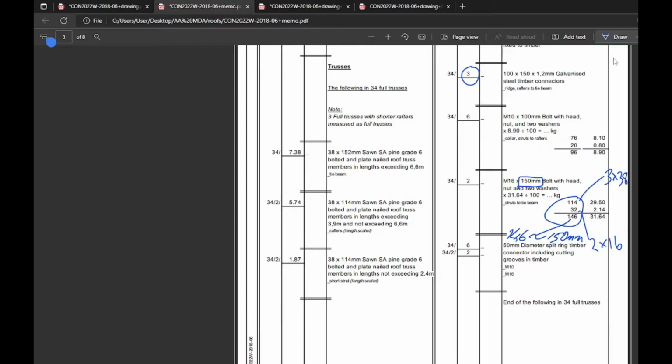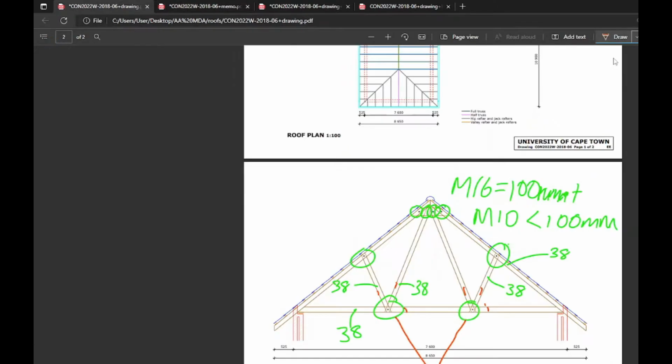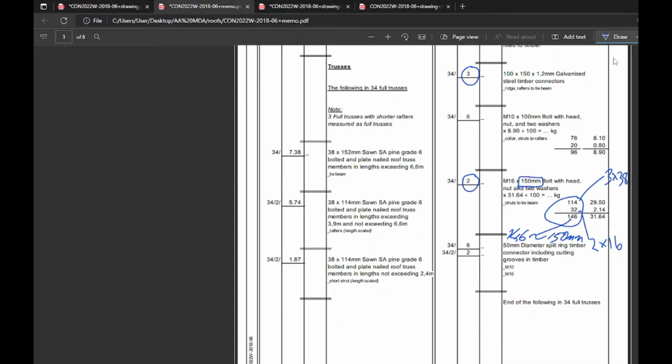And we are saying there's 2 per truss. Let's jump back here. 2 per truss is what I've just done here. And it's M16, like I said previously, because it's over 100 mils. Okay, we've got to go back to our M10. Now the M10, this is 2 times 38, right? That is 2 times 10.